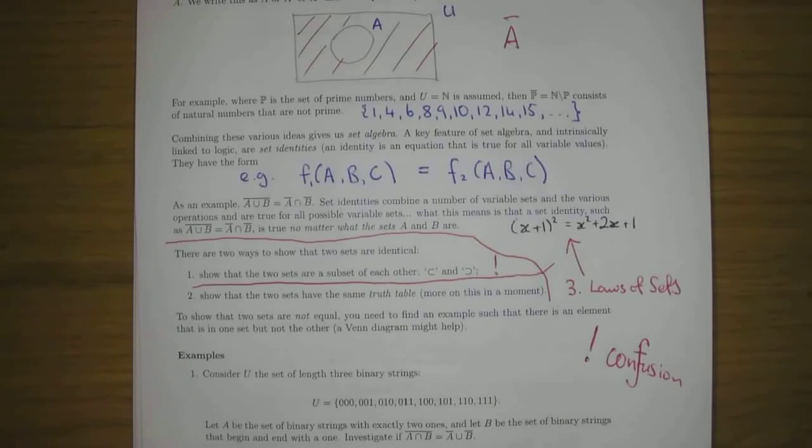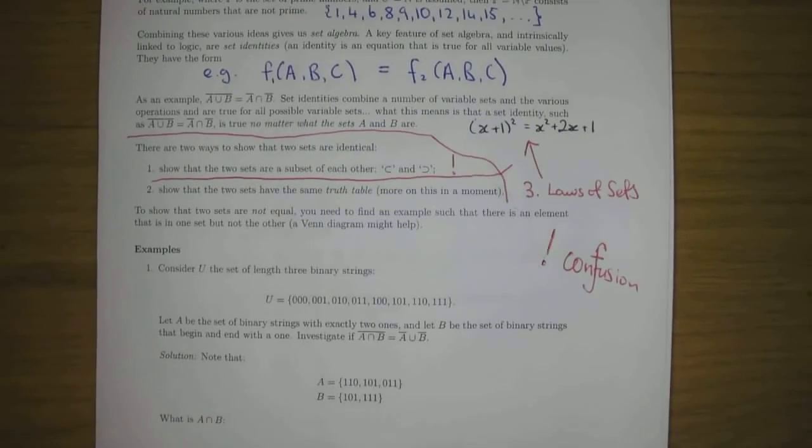So maybe what we should do is just finish up here and say that if you want to show the two sets are not equal, usually what you'll want to do is find an element that is in one set but not the other. And if it's a set identity that you want to say is false, usually you want to come up with an example of a situation where the identity is not actually true.